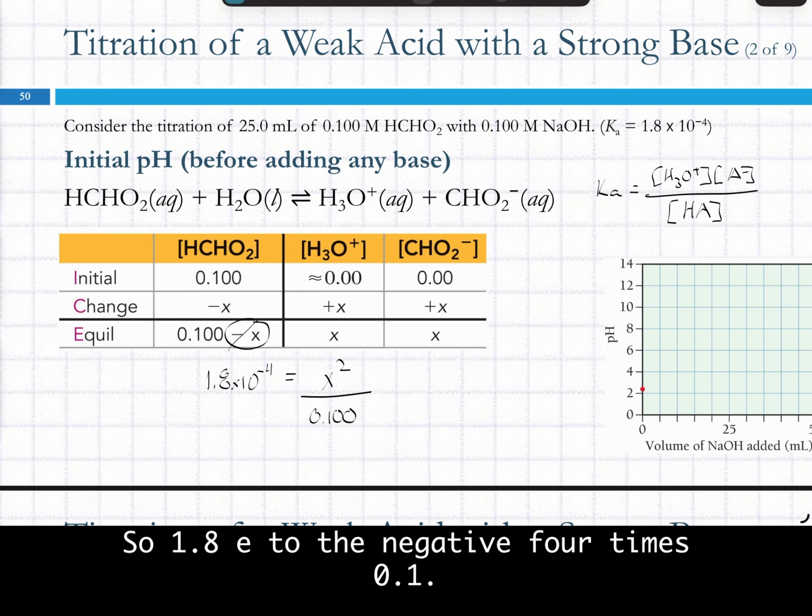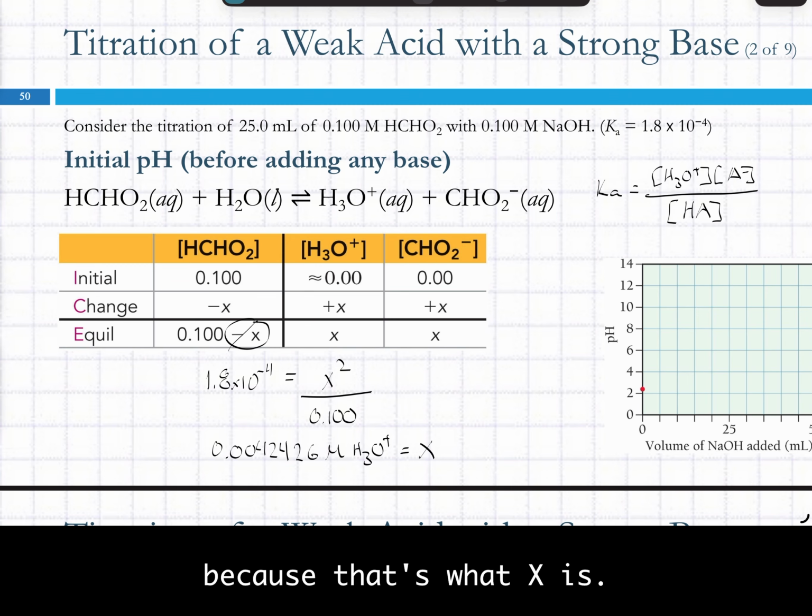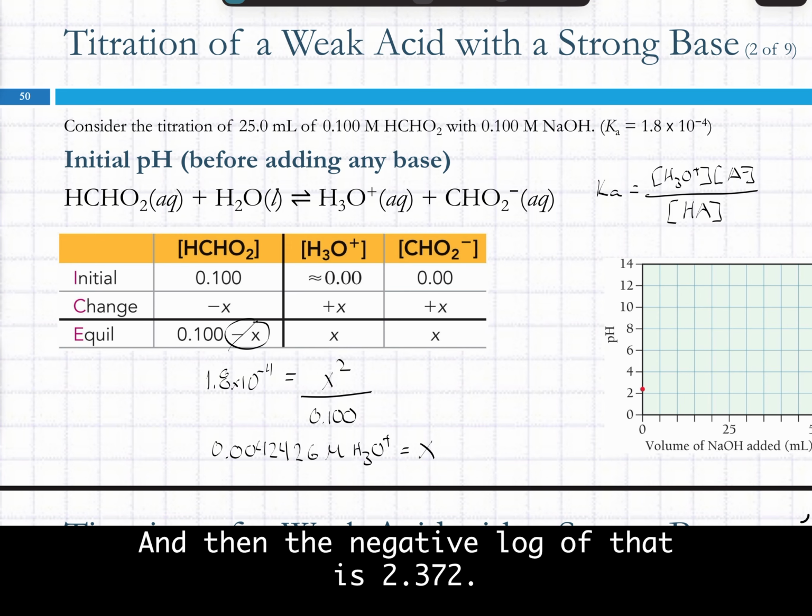So 1.8 e to the negative 4 times 0.1. And then the square root, 0.00424. Let's do 26 molar H3O plus, because that's what x is. And then the negative log of that is 2.372.